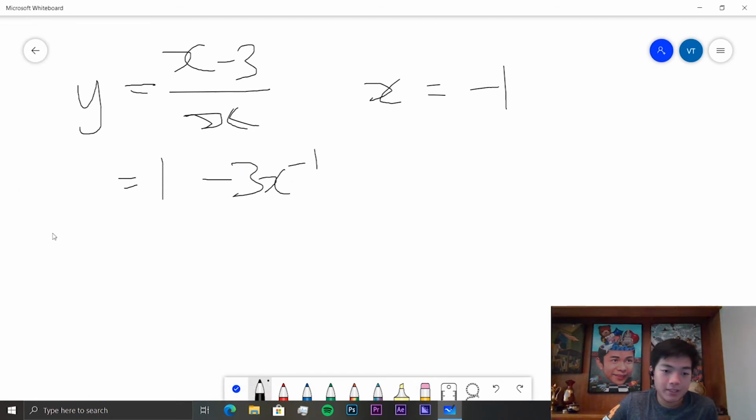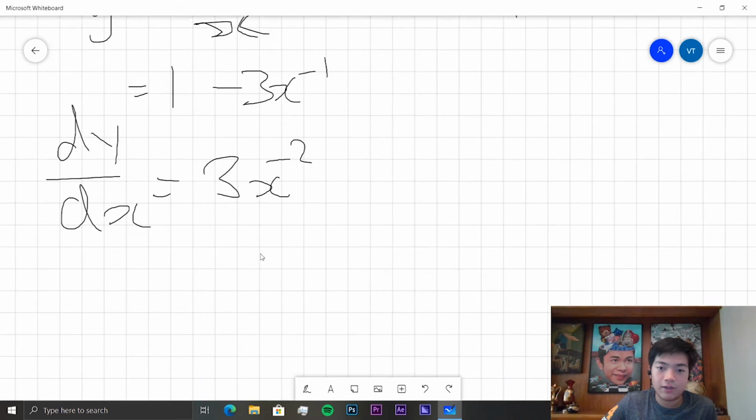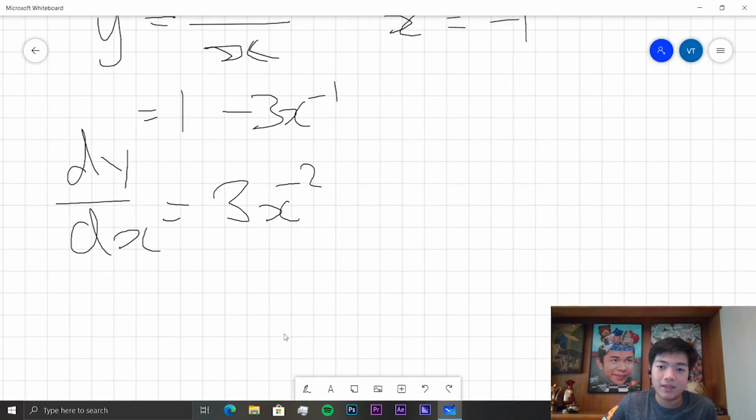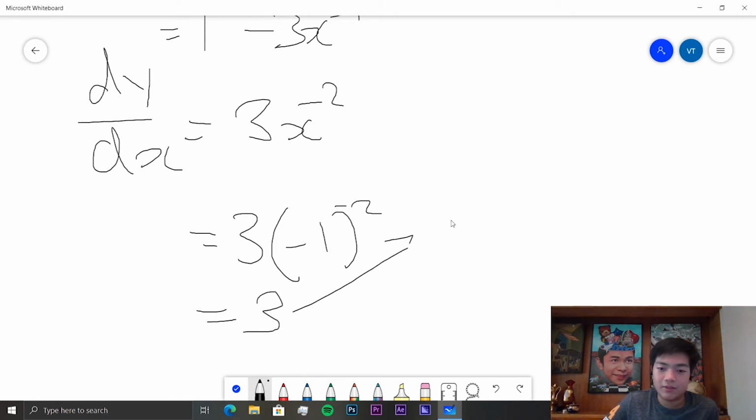And so now we can get the derivative of this function, which is, well, constant, and then here we have negative 1 times negative 3, so we have 3 times x to the negative 1 minus 1 is negative 2. So the derivative of the function is 3x to the negative 2. And so to get the gradient of the tangent, we plug in x equals negative 1. So the tangent will be 3 times negative 1 to the negative 2, which will be equal to 3. So since the gradient of the tangent is 3, the gradient of the normal must be negative 1/3.